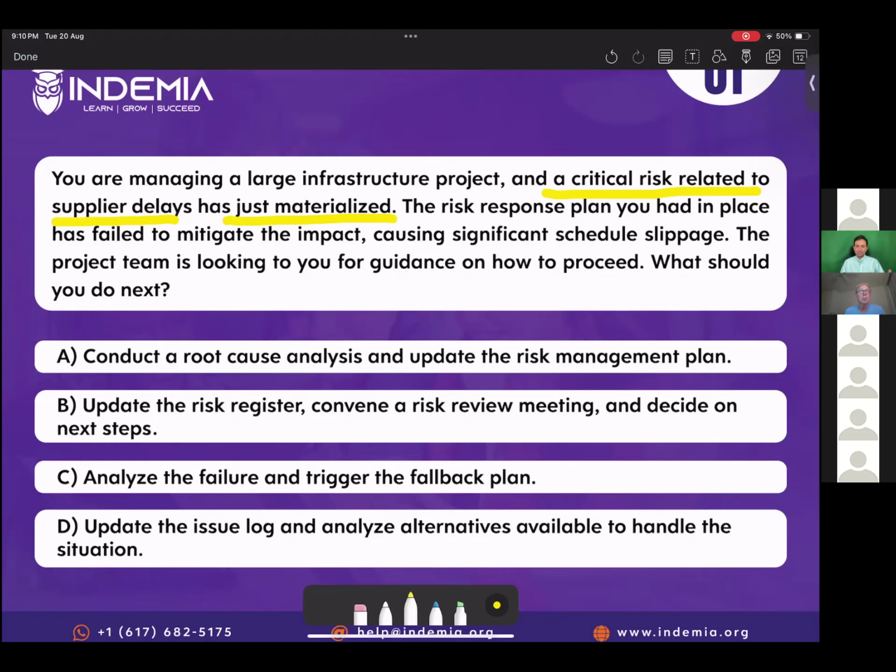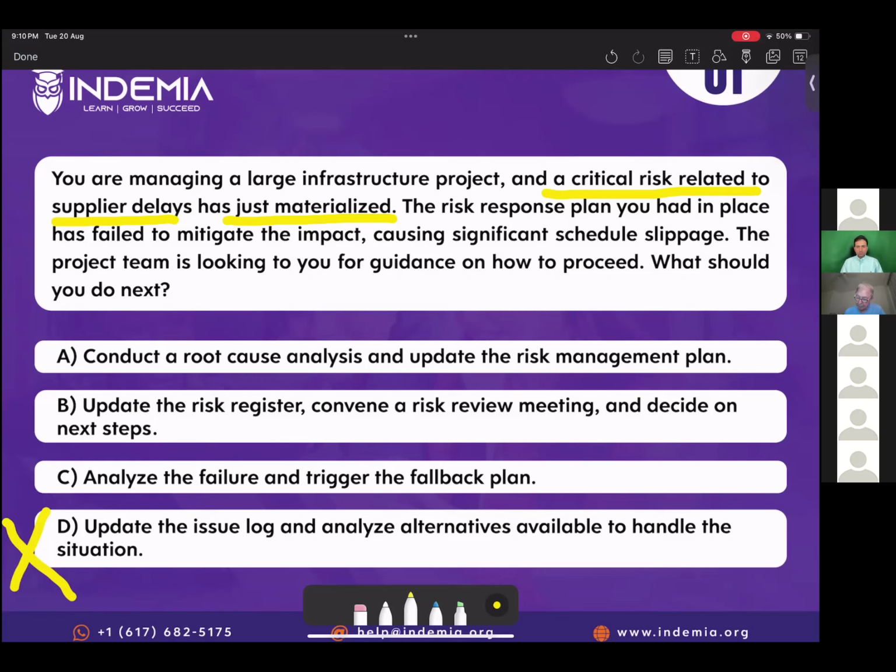So if an identified risk materializes, we don't update the issue log because we have already documented the event in the risk register. So we update the risk register and we add data in the risk register. There is no need to update the issue log. So we can easily eliminate option D here.